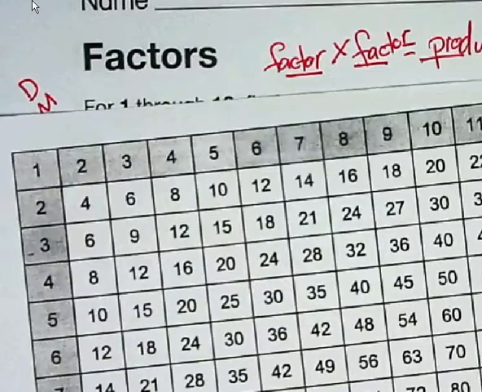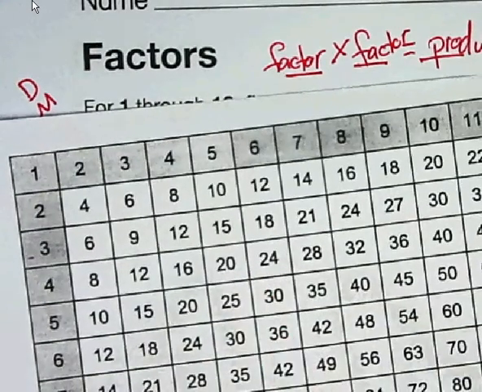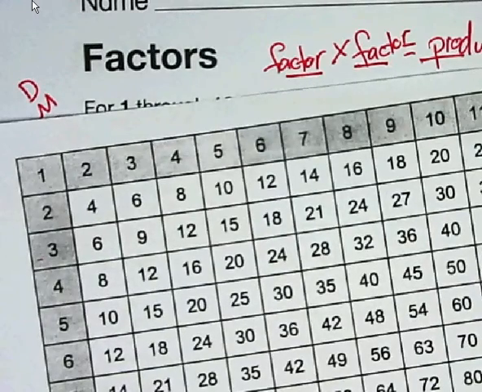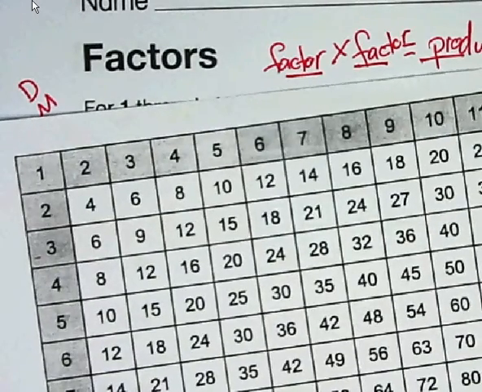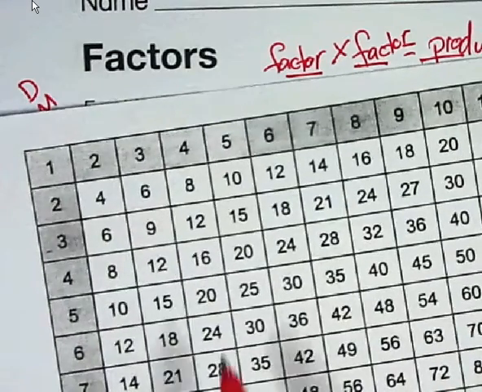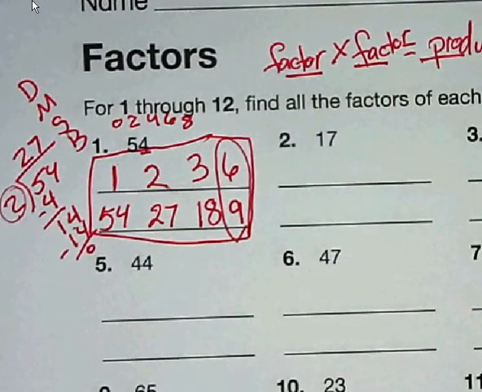If you don't have one of these at home, you can go ahead and go to mrpackham.us, and I do have one on there that you can download and print off. Or you can just Google multiplication chart, and there are tons of them out there. That's how I found this one. I just Googled it. So you can get a multiplication chart really easy.